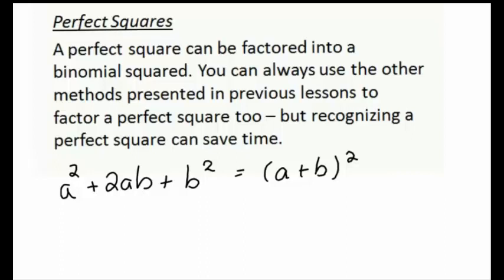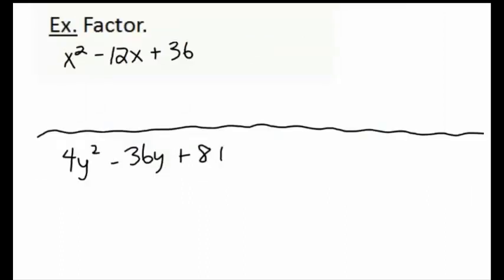However, if you do get really good at noticing the form of the perfect square, then it's much faster to immediately go from here and jump to our final answer of a plus b, all to the power of 2. So if you can recognize the form, it does tend to save you a lot of time when you're factoring expressions. So let's work on factoring a couple perfect square trinomials, so you can get an idea of the thought process that will go through my head as I'm working through these kinds of factoring questions.